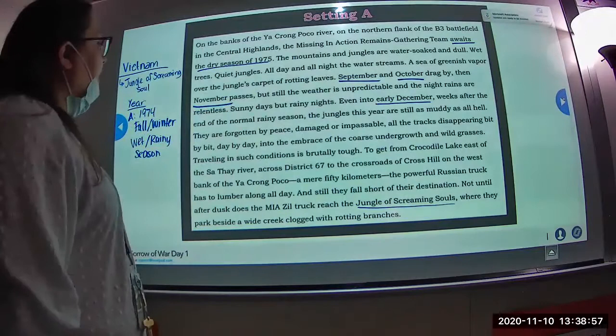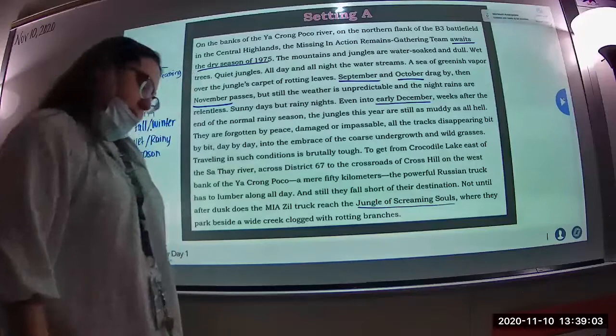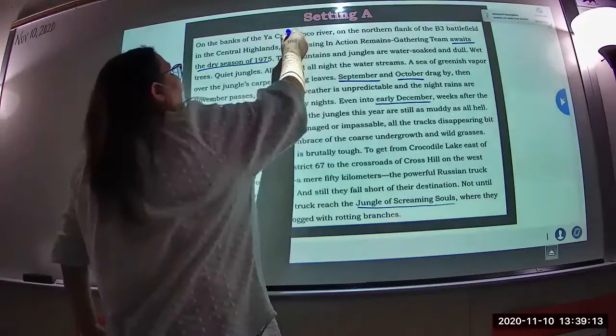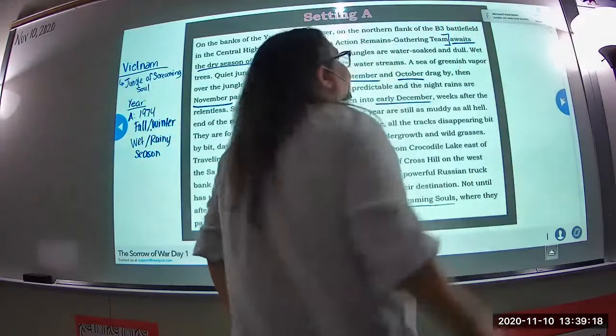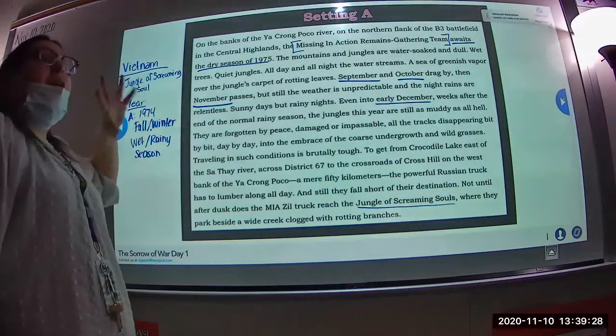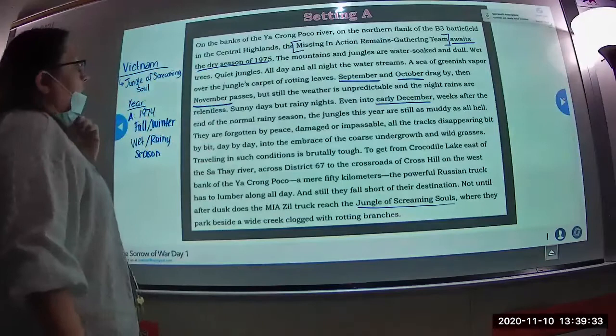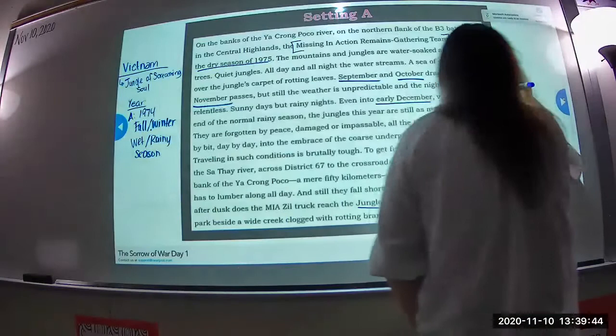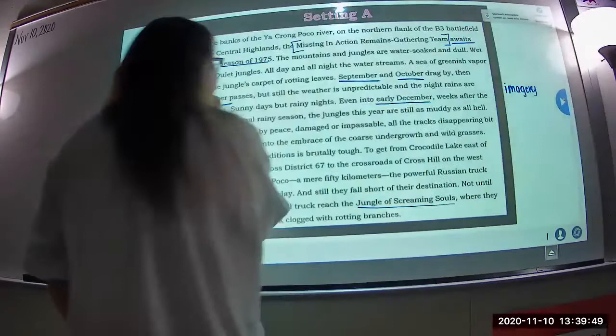What's the person's job, whoever's narrating it? The Missing in Action Remains gathering team. Oh, he gets the bodies? They get the bodies. Okay, so that is their job. But it's 1974, so that's a little bit after the Americans leave, right? But they're still looking for bodies at this point. And so what are some literary devices we see in here? So definitely imagery, right? All day, all night.